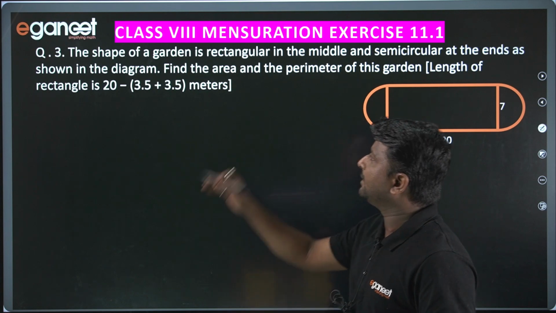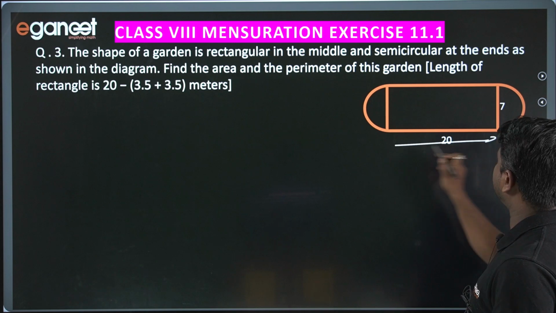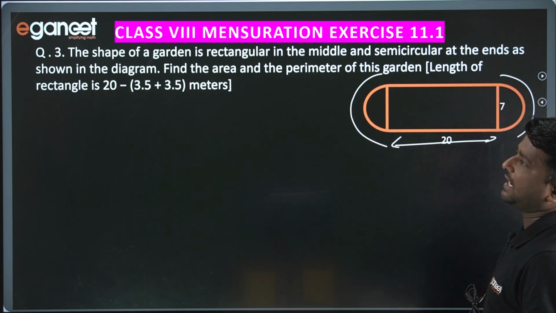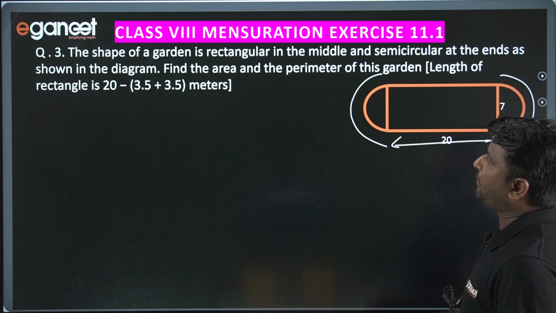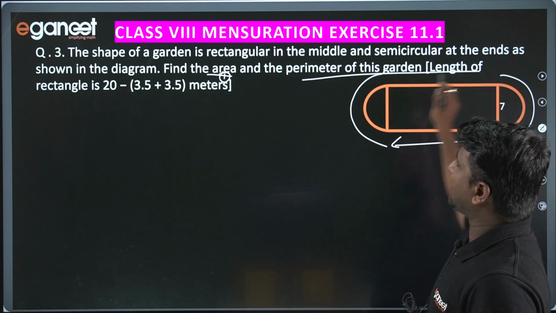Let's read the question. The shape of a garden is rectangular in the middle and semicircular at the ends, as shown in the figure. Find the area, number 1, and number 2, the perimeter of this garden.